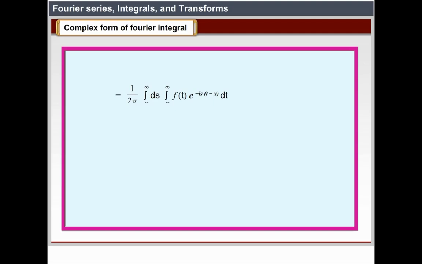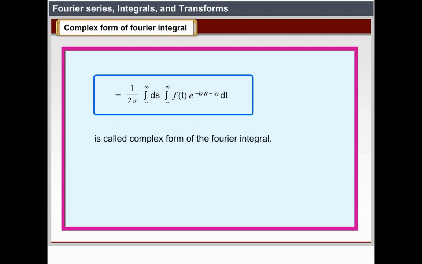= 1/2π ∫ from −∞ to +∞ ds ∫ from −∞ to +∞ f(t) e^(−is(t−x)) dt. This is called the complex form of the Fourier integral.